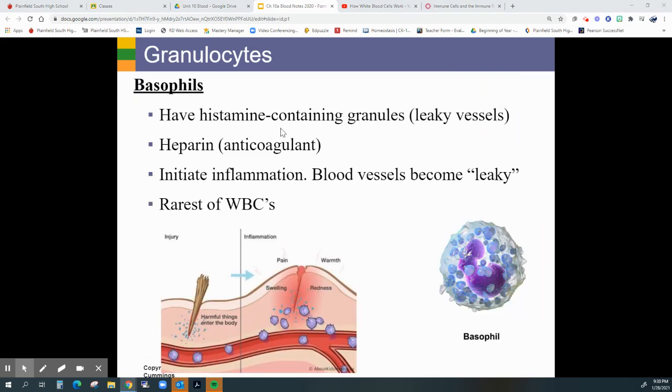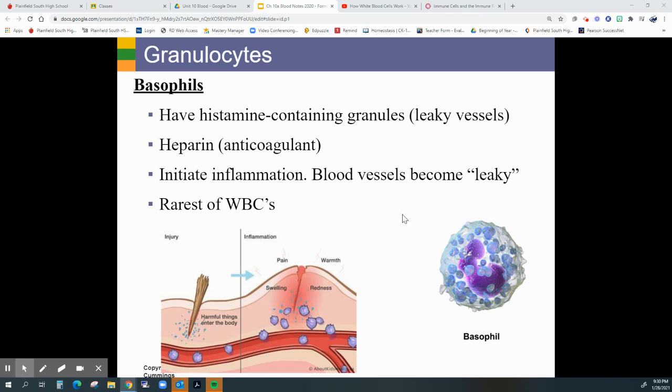All right. The other ones we see then are these basophils. These guys are responsible for our histamine reaction in the body, so really our kind of inflammation reaction. They contain a substance called heparin. Heparin is an anticoagulant, so that doesn't allow our blood to clot. And because of that, they will cause or initiate that inflammatory response that we see with both injury as well as an allergic reaction to something.